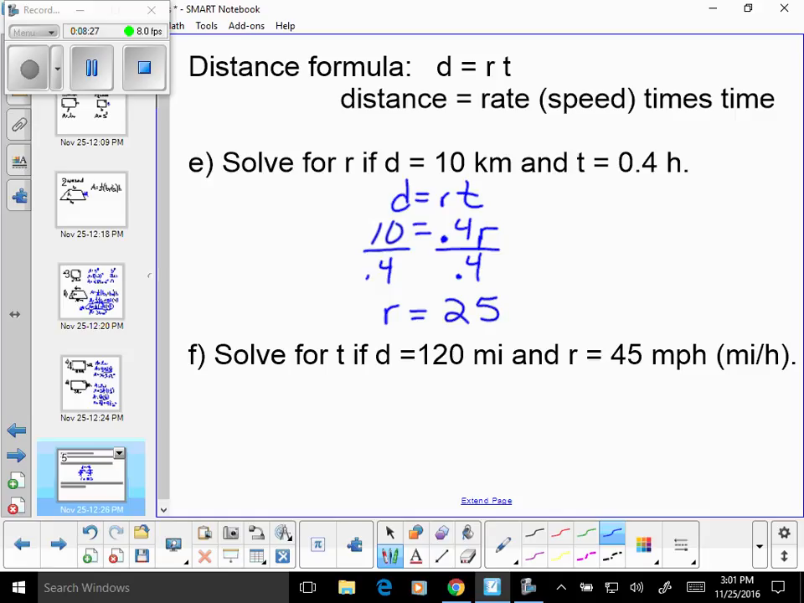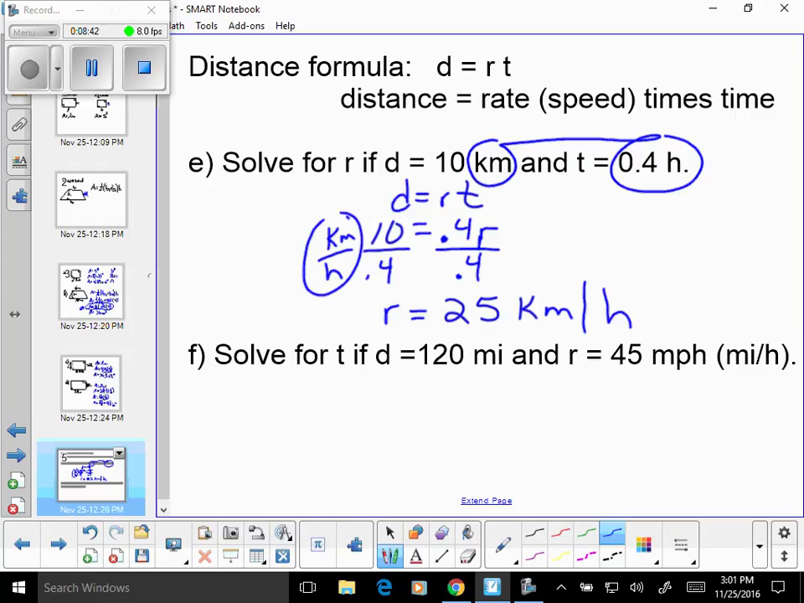Now, r is speed. We have kilometers and we have hours. So that means I have 25 kilometers per hour, because I am taking kilometers over here and dividing by hours. So that's my label.